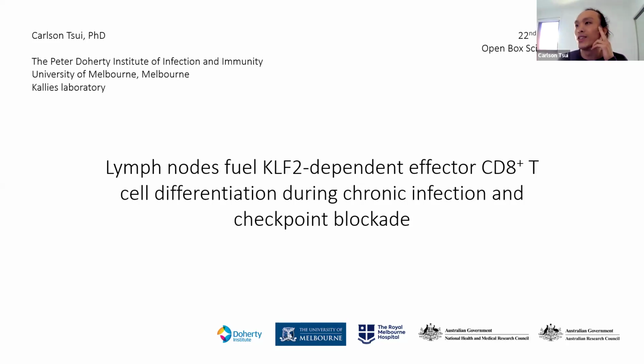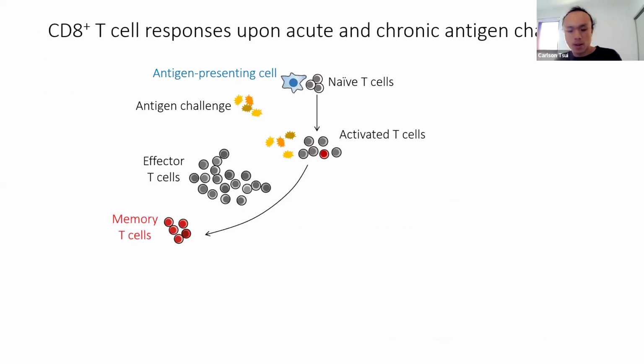So today I'm going to present to you the story that we have recently published, which distinguished the lymph nodes from the spleen in generating effector T cells during a systemic chronic infection. So just very briefly, to introduce the topic.